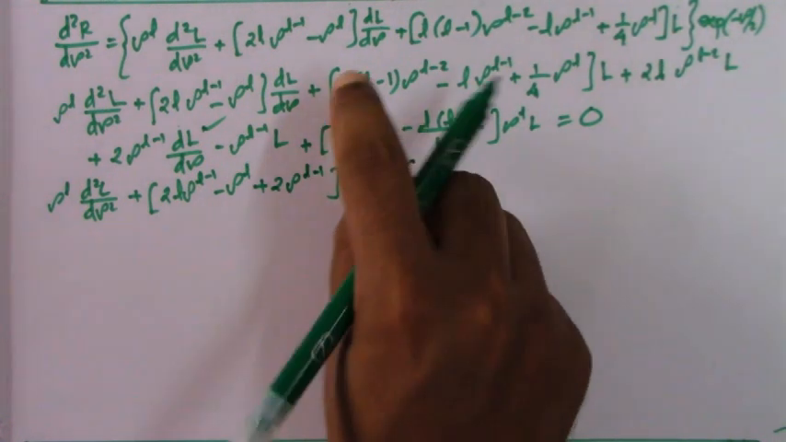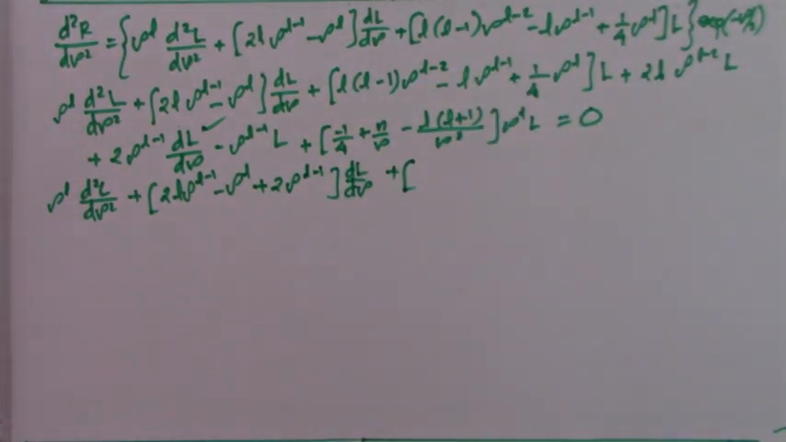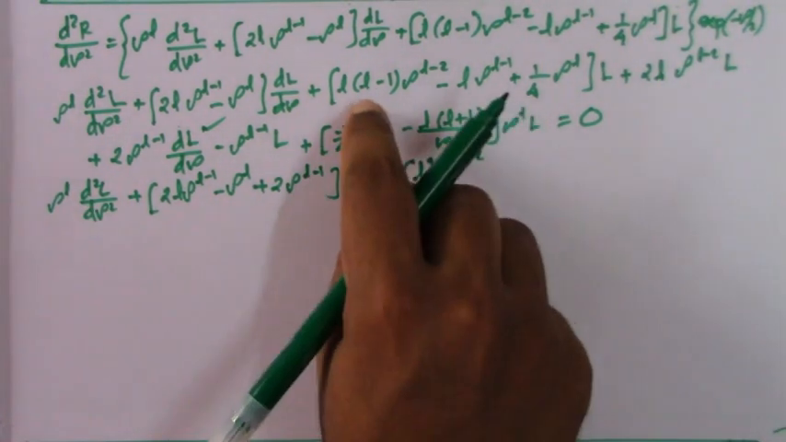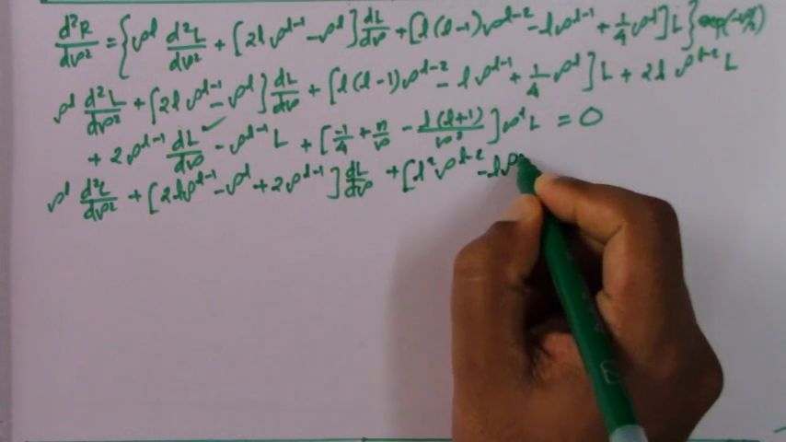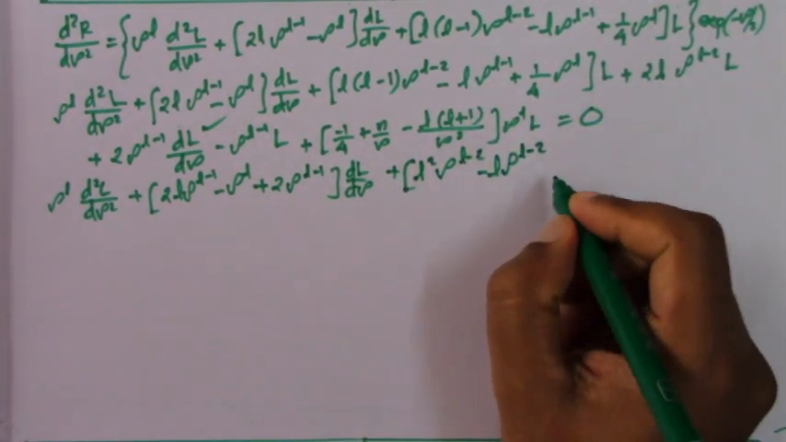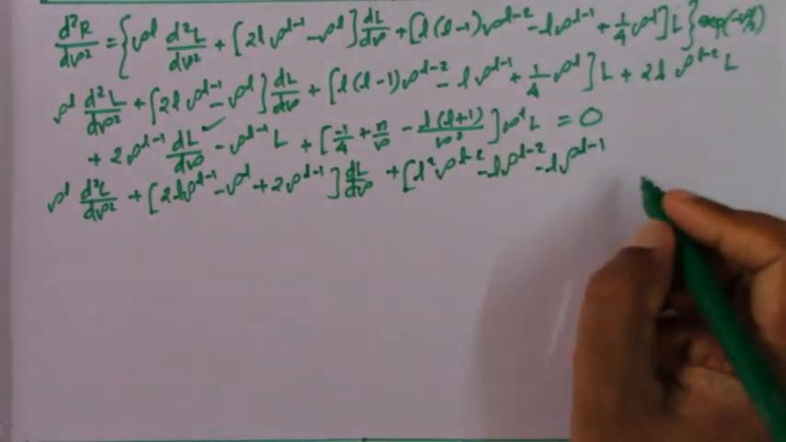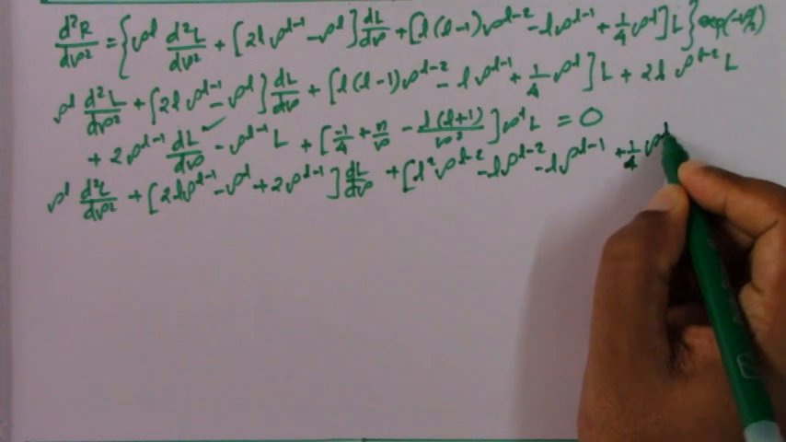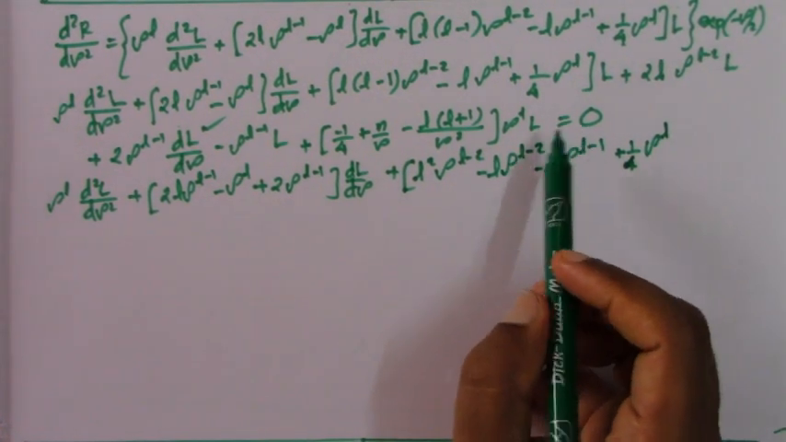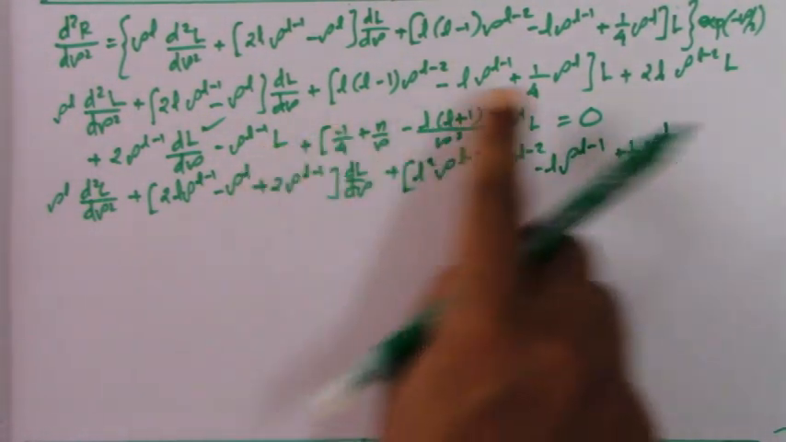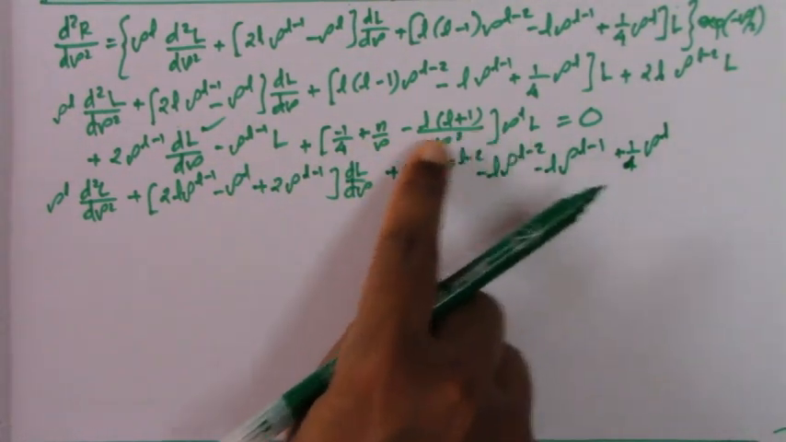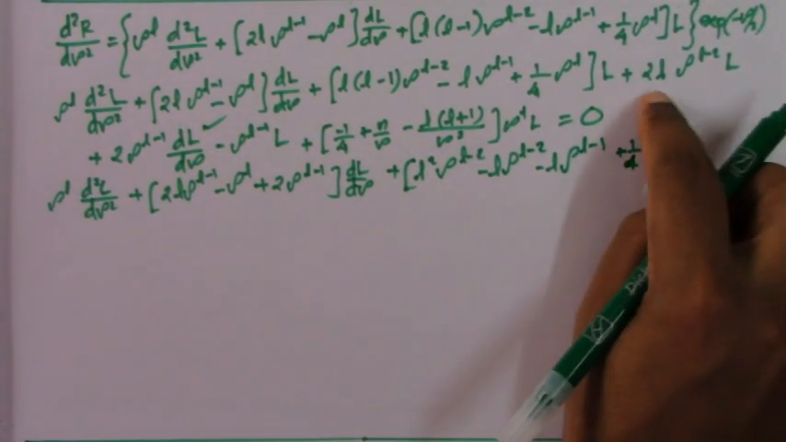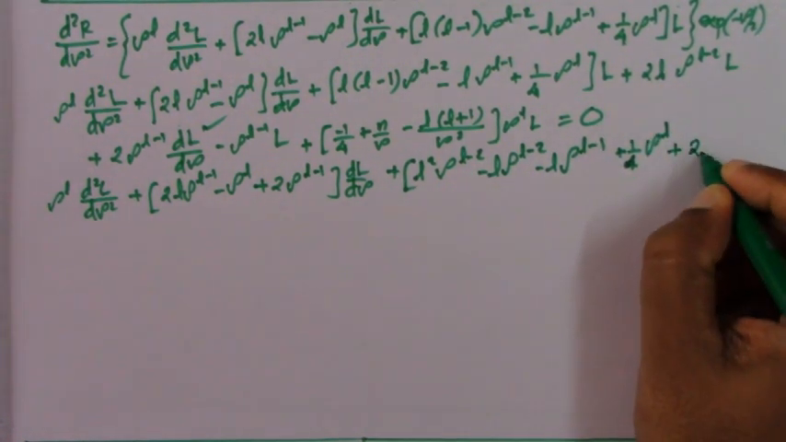So plus L into L minus 1 rho raised to L minus 2. I am going to expand all this together: L square rho raised to L minus 2 minus L rho raised to L minus 2, minus L rho raised to L minus 1, plus 1 by 4 rho raised to L. All these are L terms, all these are multiplied with L, so I will keep L to be written at the end, plus 2L rho raised to L minus 2.